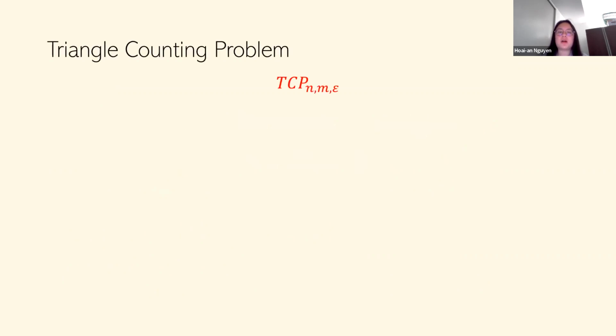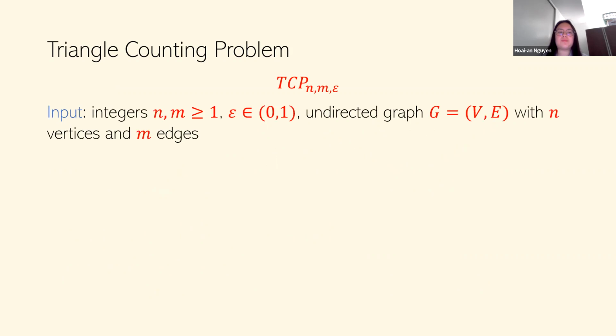So the triangle counting problem goes as follows. The input is 2 integers, n and m, some epsilon, and an undirected graph G, such that the number of vertices is n and the number of edges is m. And we want to output t, or the number of triangles within the graph, to within a 1 plus or minus epsilon factor. And here, a triangle is defined as 3 vertices, and if you take 2 of the 3, there's always an edge in between them. So this forms an effective triangle.